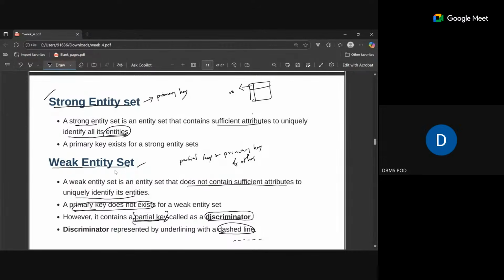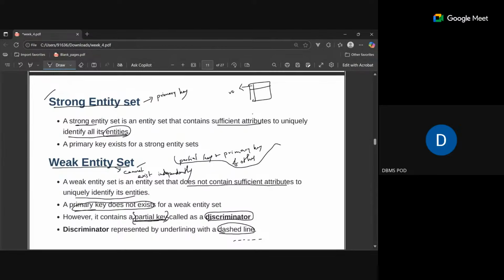Something I haven't mentioned, right? It cannot exist independently. Because there is no use of having a weak entity set independently, there is no use of having a table, right? It should be linked with some other table, then only it will be helpful for you. So surrogate key or synthetic key, are these partial keys only? We can call them partial key.